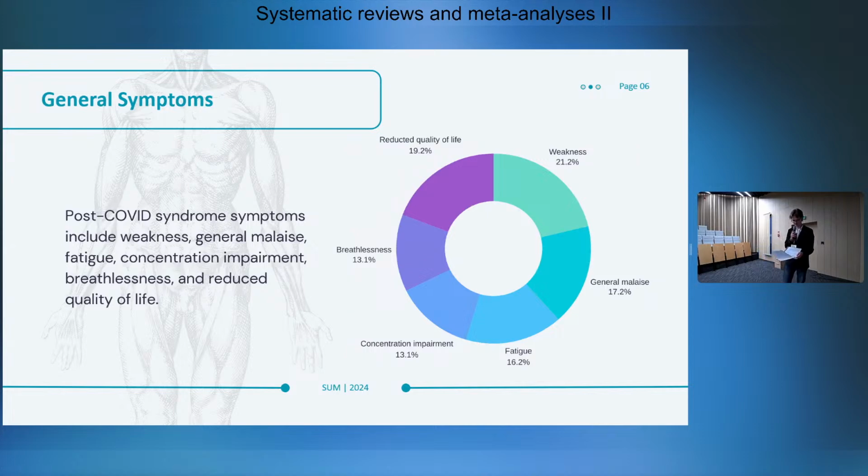Source text analysis has shown that the most common general symptoms, occurring in more than 25% of cases, were weakness, general malaise, fatigue, concentration disorders, shortness of breath, and reduced quality of life. Other analyses have pointed to headaches, hair loss, muscle pains, and changes in smell and taste.